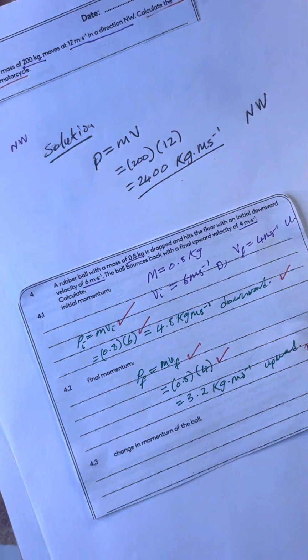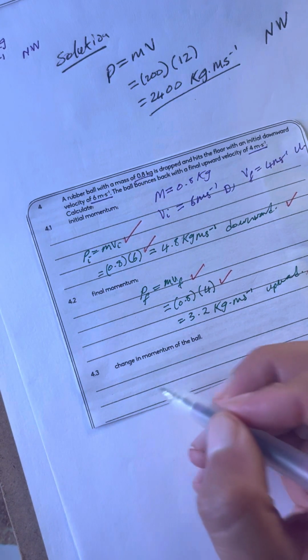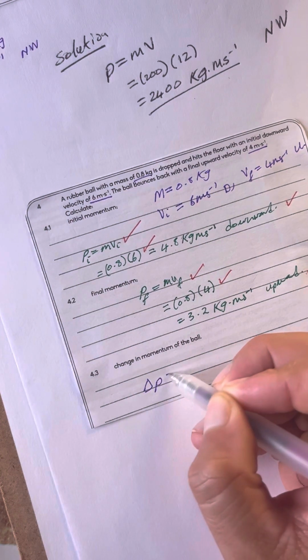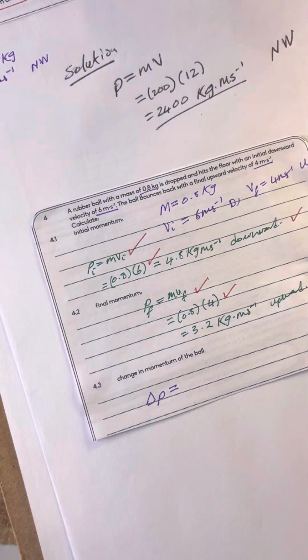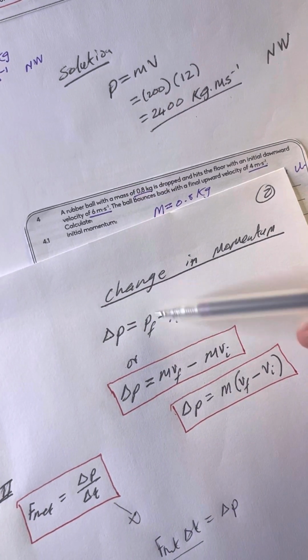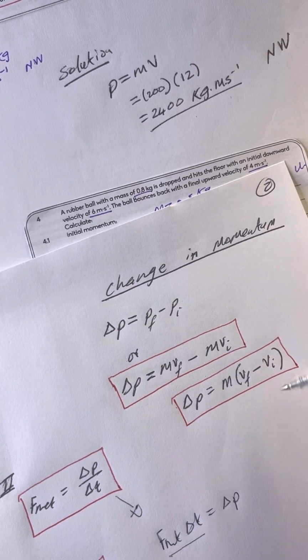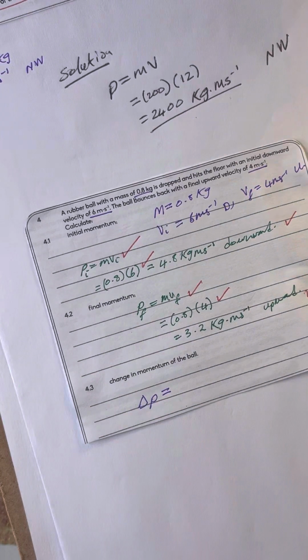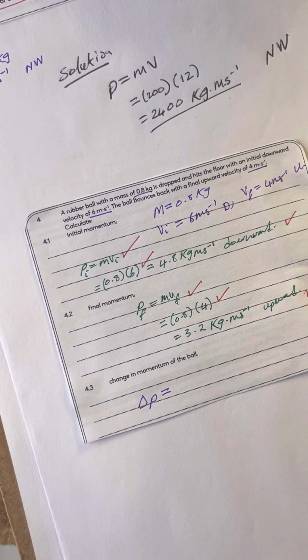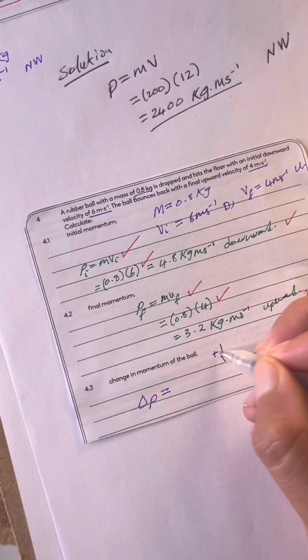The last question says calculate the change in momentum of the ball. Remember, for change in momentum we have 3 formulas that I showed you earlier. It's the first one, where we have final momentum minus initial momentum, or we rewrite it as this, or the last one. But then remember, you need to choose direction now. In this case, which direction do you take as positive? Up positive or down positive? Let's take down positive in this case.